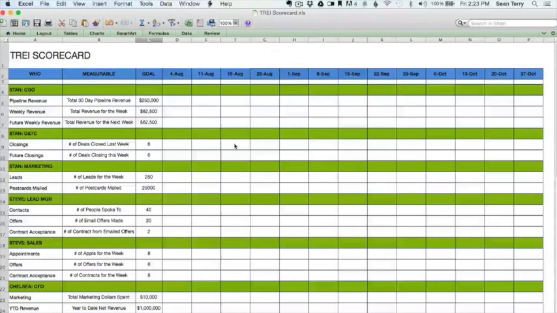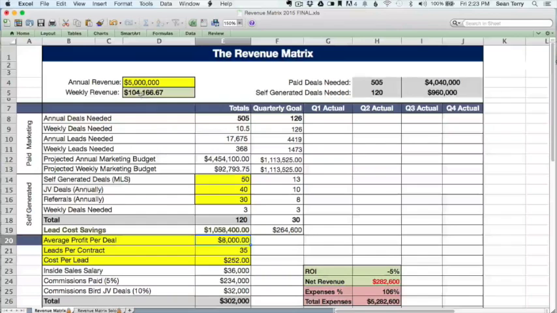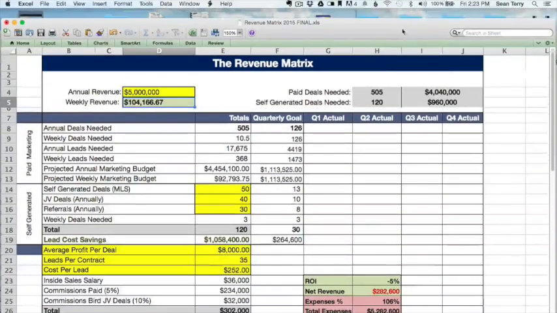This is the scorecard. Now, this is incredibly important too, because what this will do is allow you or your team to track the right numbers. So we've got pipeline revenue, weekly revenue, future weekly revenue. Pipeline revenue is everything you have in the pipeline. Weekly revenue is how much revenue you're going to generate weekly. And what you do is you take this number. This is your weekly goal right here. That's your weekly goal that goes into that number.